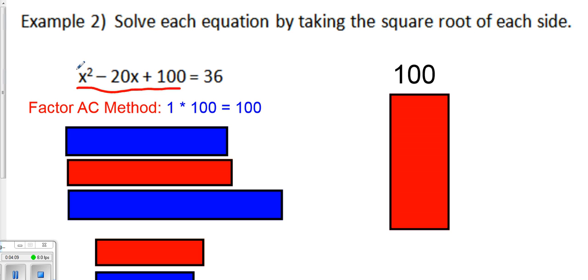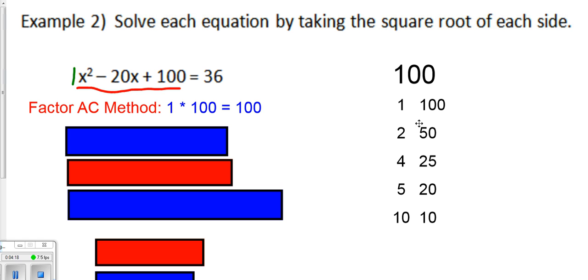Just like before, we use the AC method, A being 1 out here, C being 100. 1 times 100 is 100. So the factors are 1 and 100, 2 and 50, 4 and 25, 5 and 20, 10 and 10. Now, this is a positive 100, so either these can all be positive factors or they can all be negative. Since this middle term is negative, we want all of these to be negative. And the question is, which set of factors will add up to that negative 20? Again, it should be fairly obvious at this point. It would be negative 10 and negative 10.